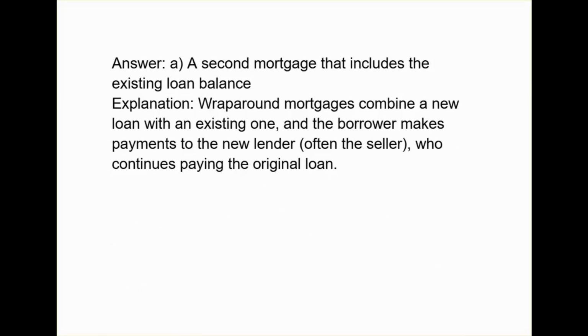A second mortgage that includes the existing loan balance. Wraparound mortgages combine a new loan with an existing one, and the borrower makes payments to the new lender, often the seller, who continues paying the original loan.